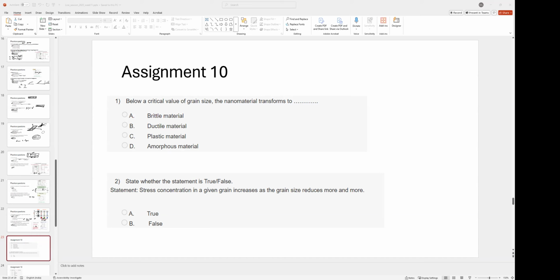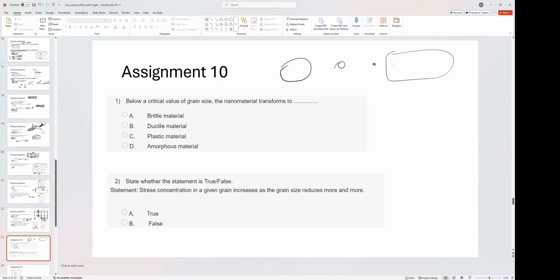Below a critical value of grain size, the nanomaterial transforms to... So as your grain size becomes smaller and smaller, it more or less starts behaving like amorphous material. What's amorphous material? There are no grain boundaries. There are no boundaries, or the atoms are oriented randomly.